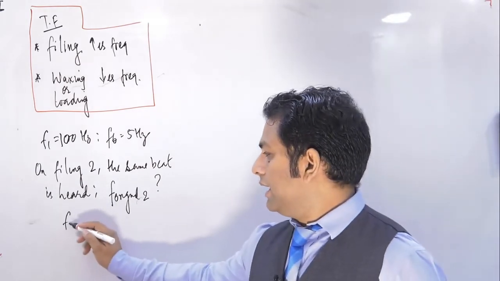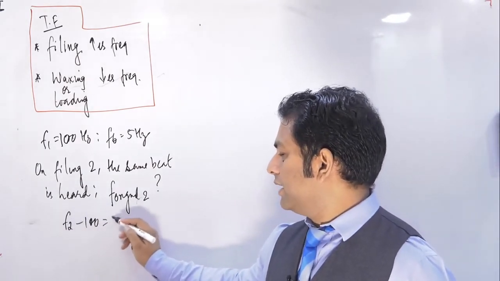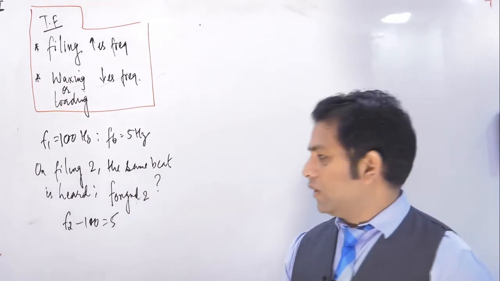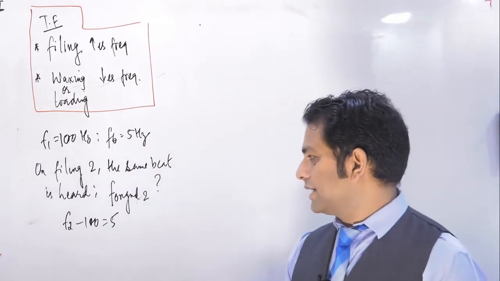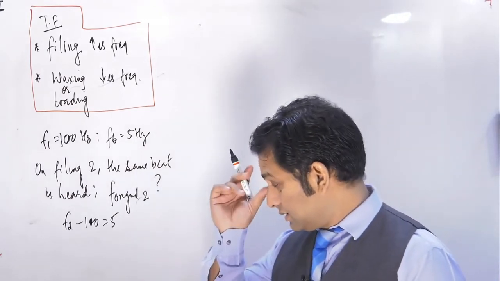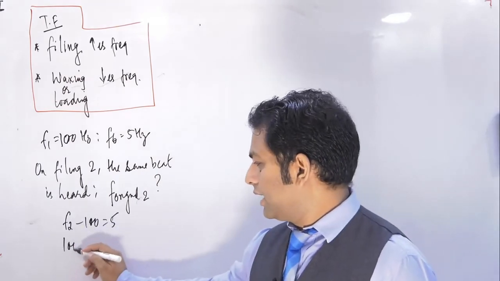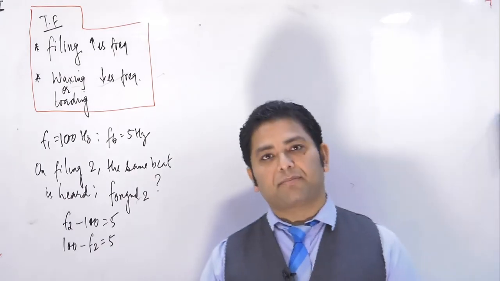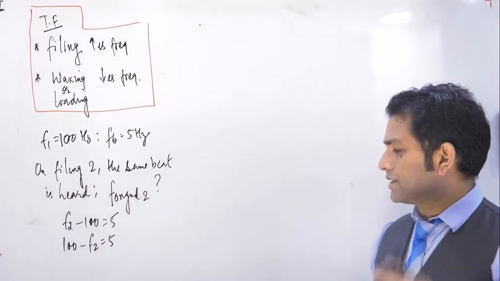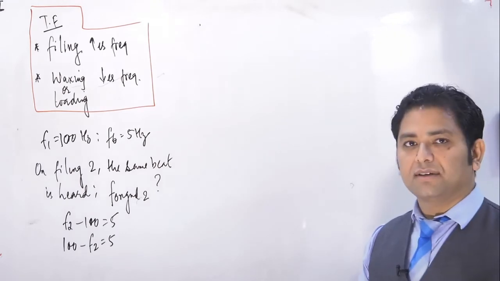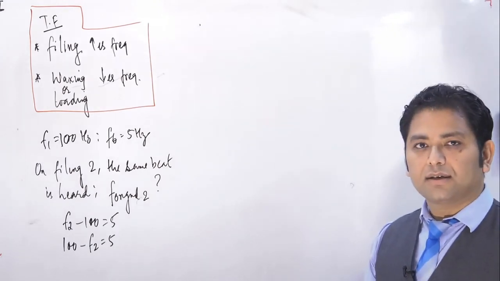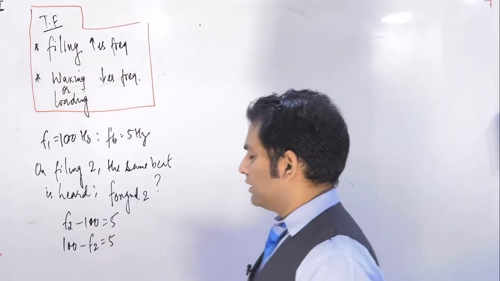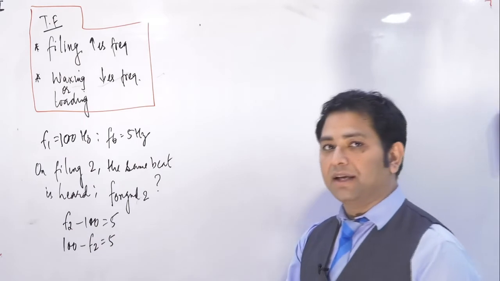The idea is, for those who could not follow, there are two options. Either F2 minus 100 is 5, or 100 minus F2 equals 5. So these are the two situations you get. F2 minus 100 is 5, or 100 minus F2 is 5. Now you need to choose one among them. If the first is true, F2 will be 105, and if the second is true, F2 will be 95.